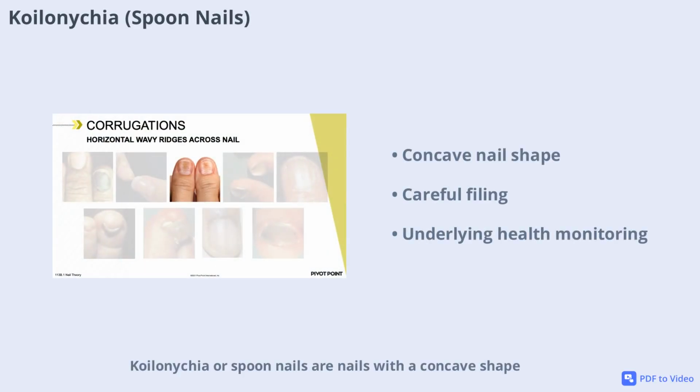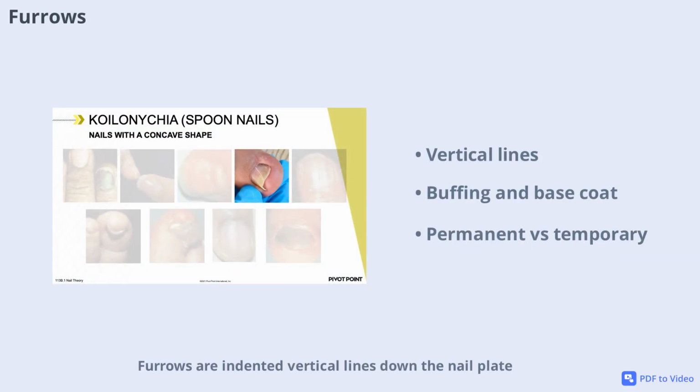Koilonychia, or spoon nails, are nails with a concave shape. This unusual shape is unlikely to disappear and requires careful filing and polishing to protect the nail. Monitoring for underlying health issues is important, as spoon nails can be associated with systemic conditions. Furrows are indented vertical lines down the nail plate. They may grow out or be permanent depending on the cause. Lightly buffing and applying a base coat can help protect the nail and improve its appearance. Regular care and observation are important for clients with furrows.